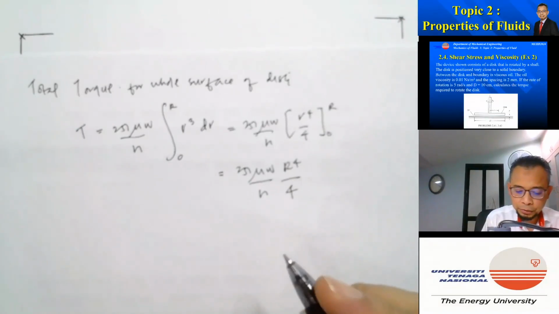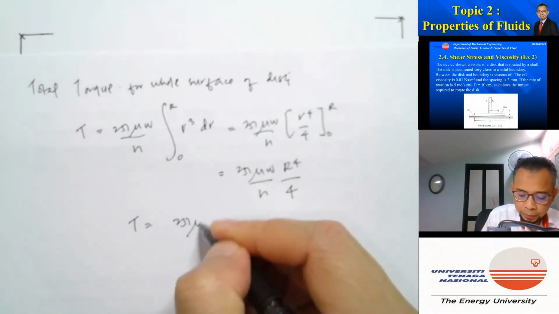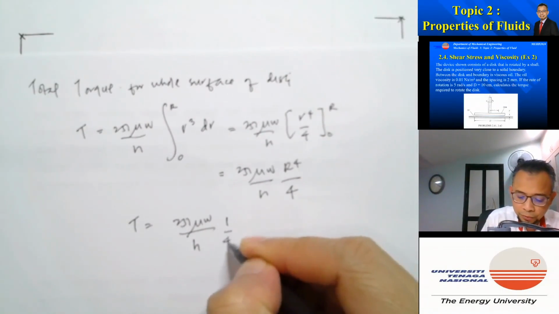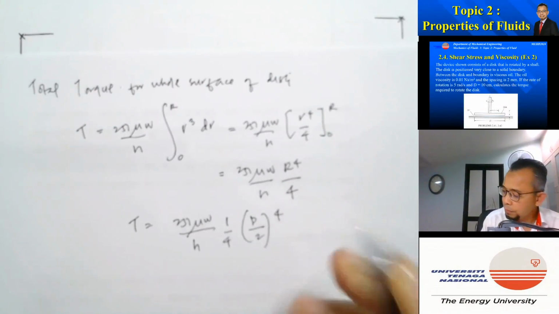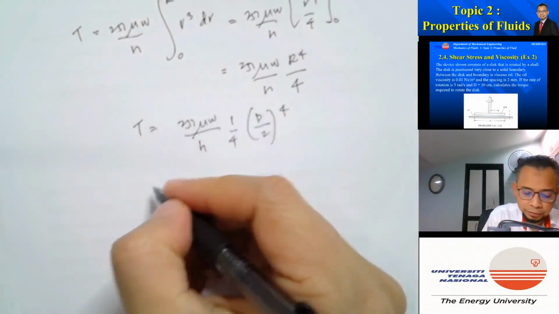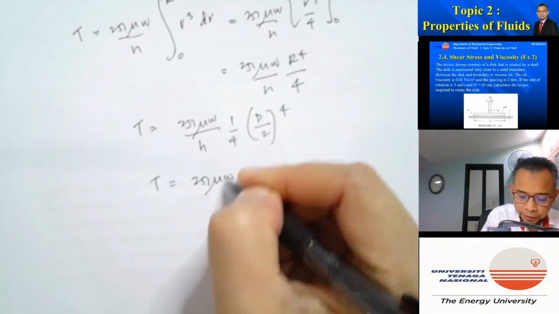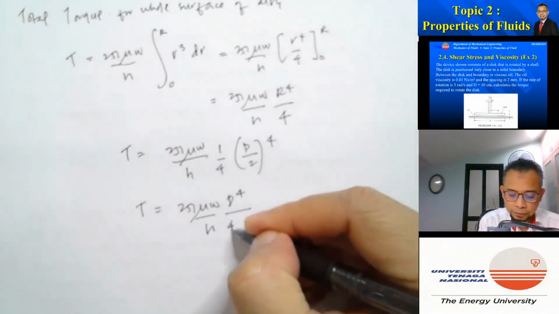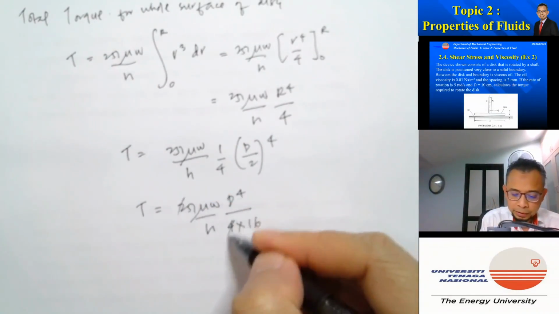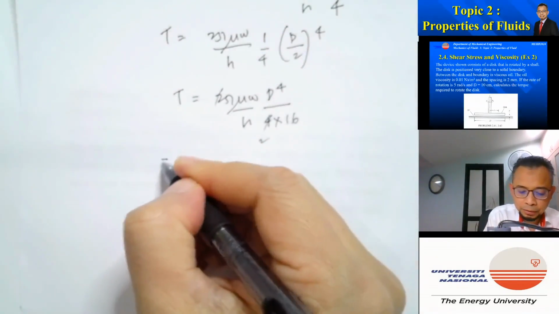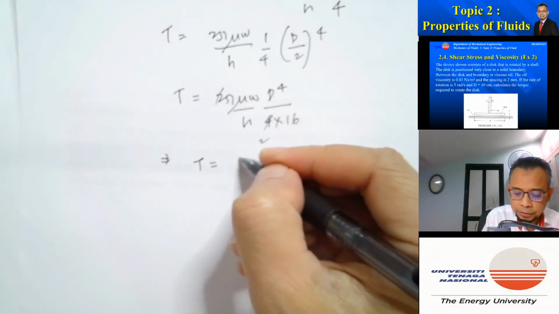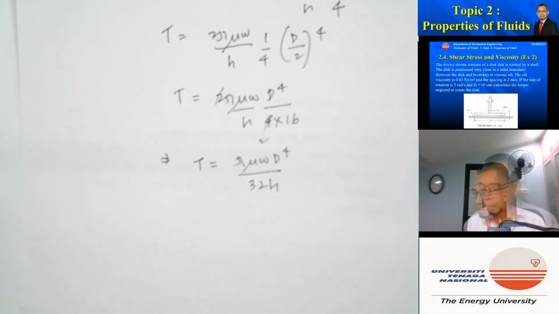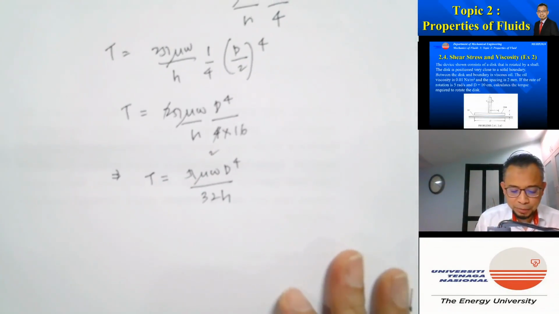So that's equal to 2 pi mu omega over h, r to the power of 4 over 4. Now if we change that into d, we have 2 pi mu omega over h. r is actually equal to d over 2, so 1 over 4 times d over 2 to the power of 4. That gives me an expression: 2 pi mu omega over h times d to the power of 4 over 4 times 16. So I have an expression for the torque, which is pi mu omega d to the power of 4 over 32h.